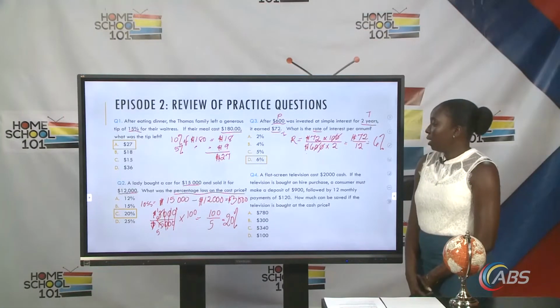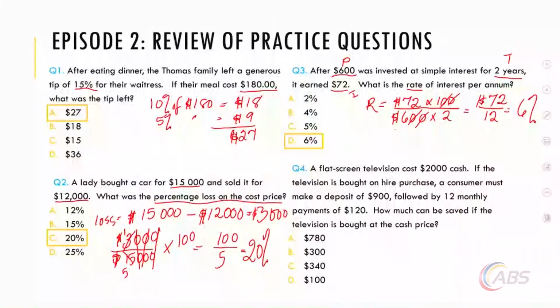Okay. A flat screen television costs $2,000 cash. If the television is bought on hire purchase, a consumer must make a deposit of $900 followed by 12 monthly payments of $120. How much can be saved if the television is bought at the cash price?